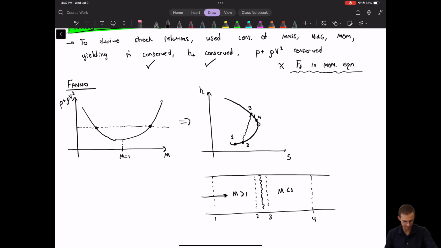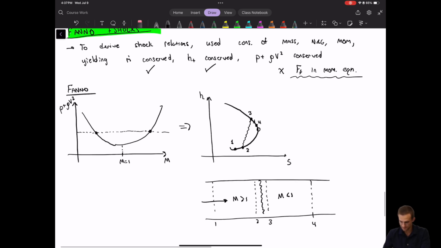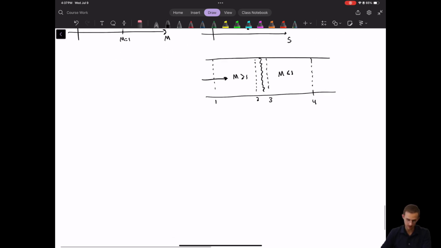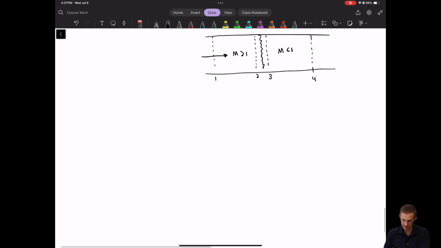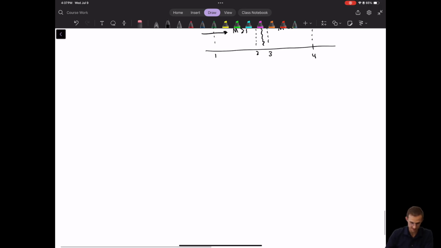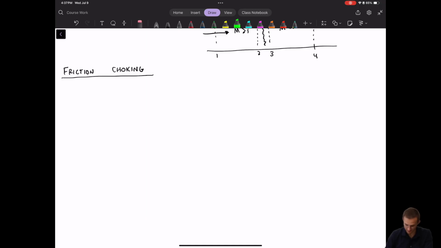And we'll have some opportunity to talk a little bit more about the dynamics of shocks in this context later on. But to finish off this lecture, it's one of the shorter ones, it seems, let's have a discussion about friction choking, which we alluded to before when we introduced the Lmax concept.